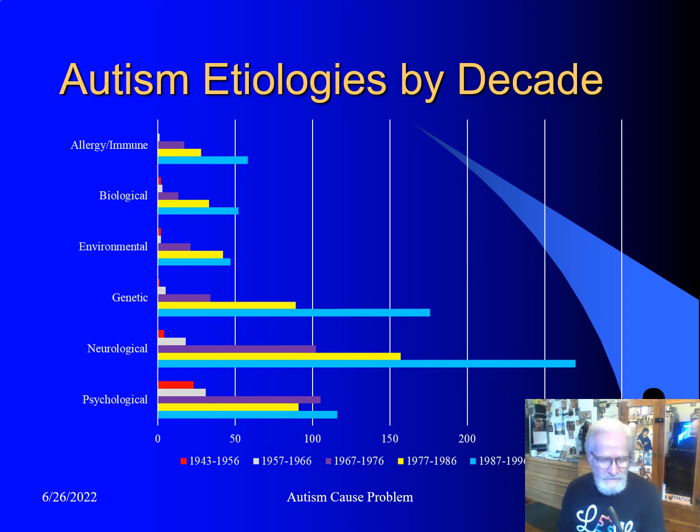Now, by decade, psychological causation was first proposed in 1943, with neurological investigations coming soon after. A possible environmental causation first appeared in 1949, while genetic or biological causations were not initially proposed in the research until 1953, 10 years in. Allergy immunological is the newest research tack, first mentioned in 1965.